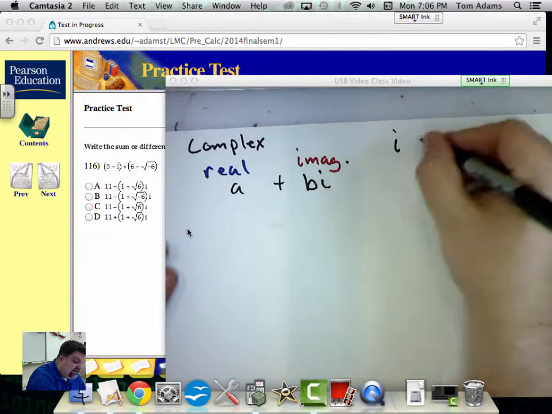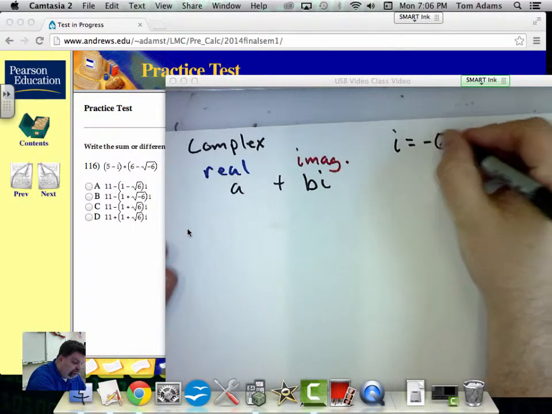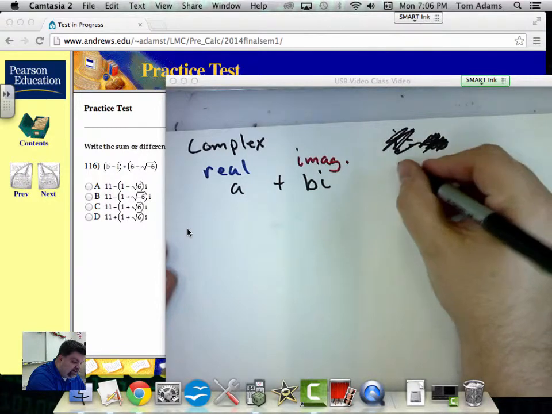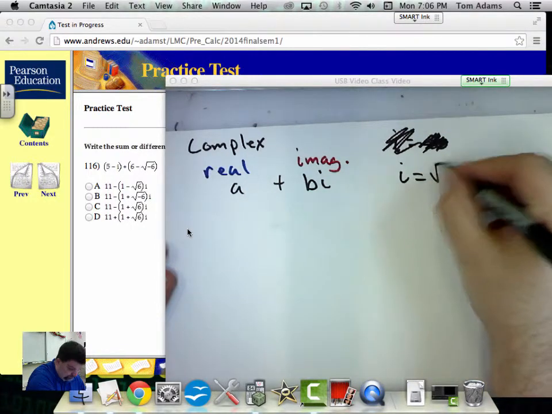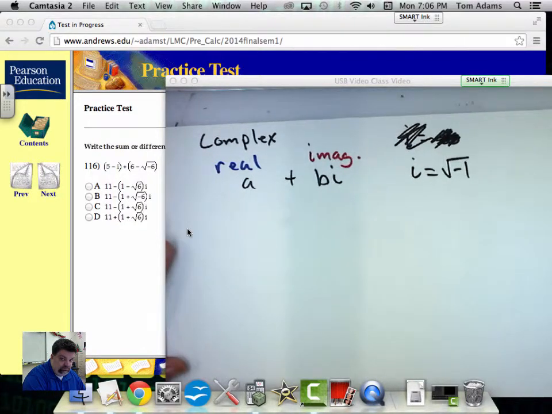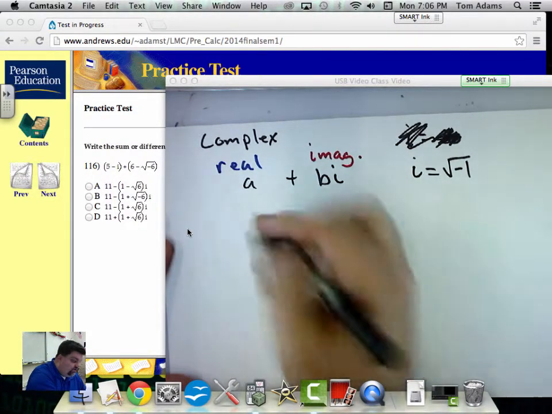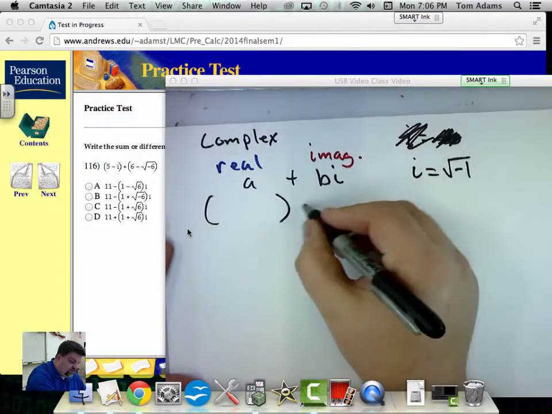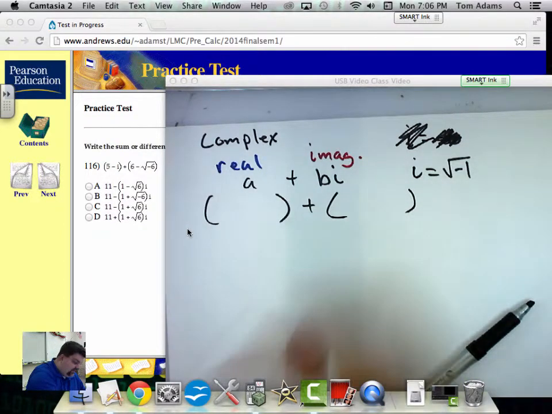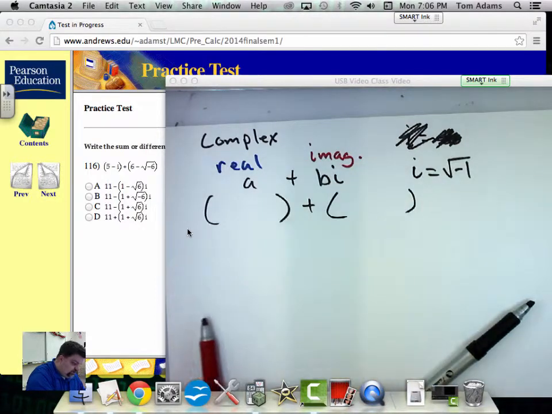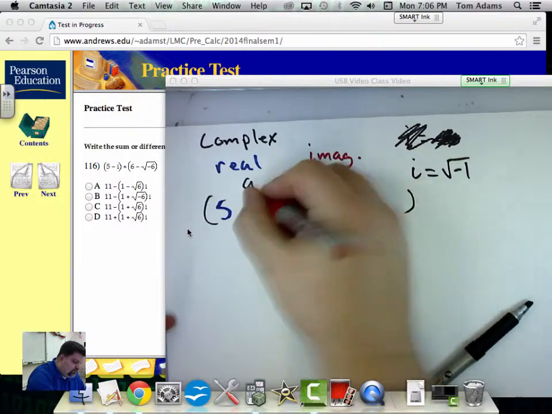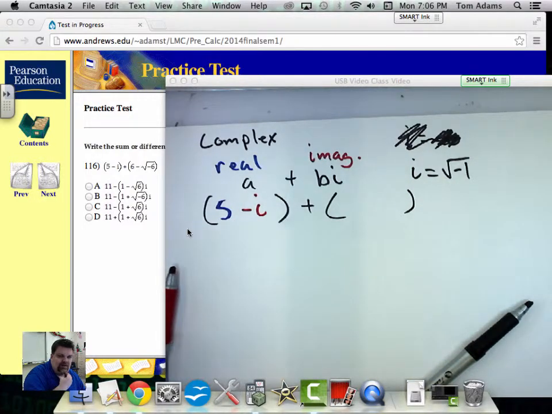Now, one last thing. Remember that the reason we have imaginary numbers is that i is equal to the square root of negative 1. Okay? So I have two numbers. I have this one plus this one. Well, I have 5, which is the real part, minus i, which is the imaginary part.